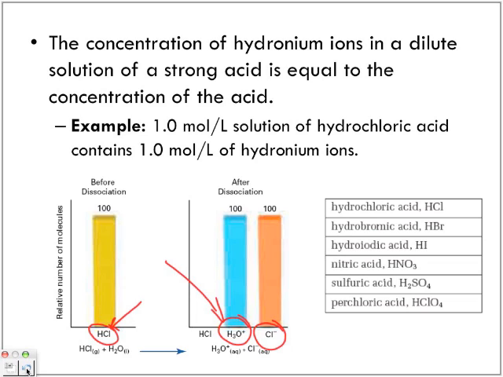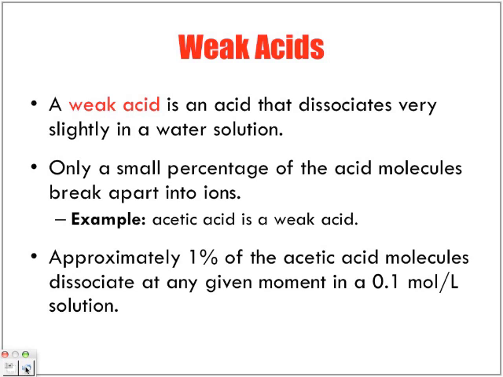Here I have an example on the side of some typical strong acids. We have hydrochloric acid, hydrobromic acid, hydroiodic acid, HI, nitric acid, sulfuric acid, and perchloric acid. These are common strong acids, and yes, you do need to know these. So memorize these strong acids. Weak acids: a weak acid is an acid that dissociates very slightly in a water solution. Only a small percent of the acid molecules break apart into ions. So acetic acid, the common acid found in vinegar, is considered a weak acid.